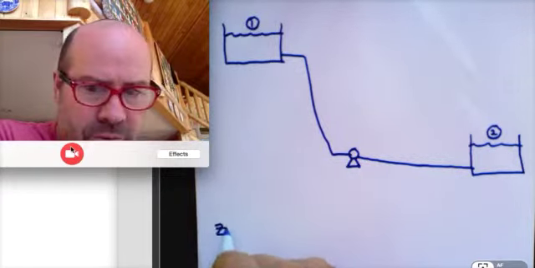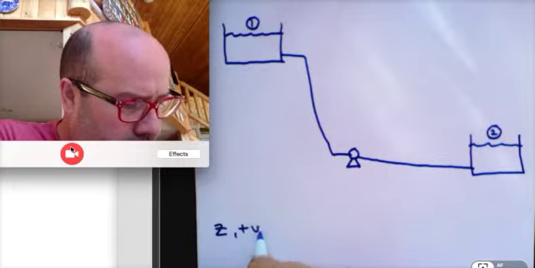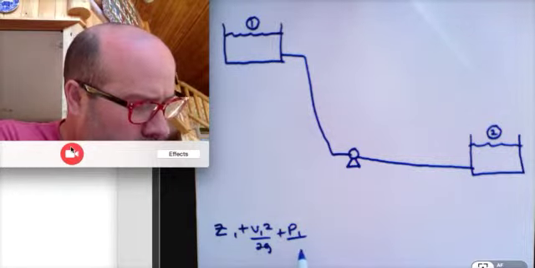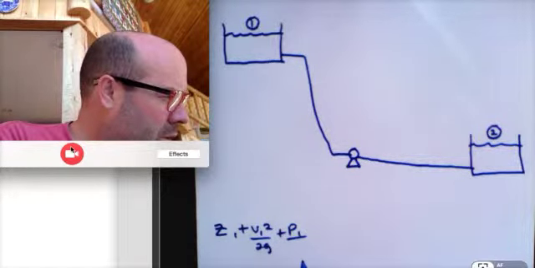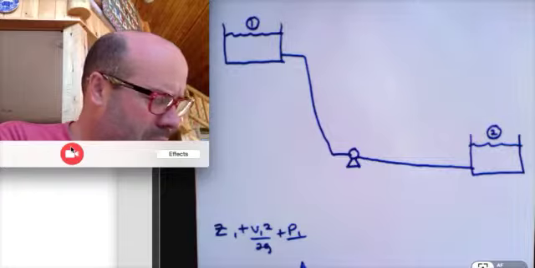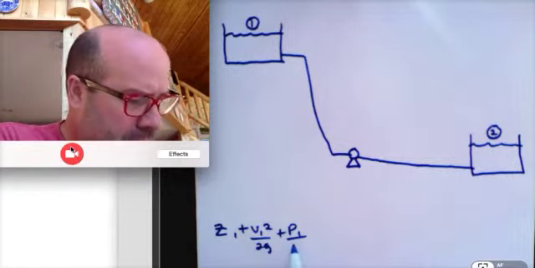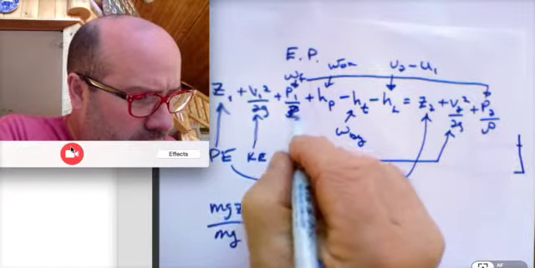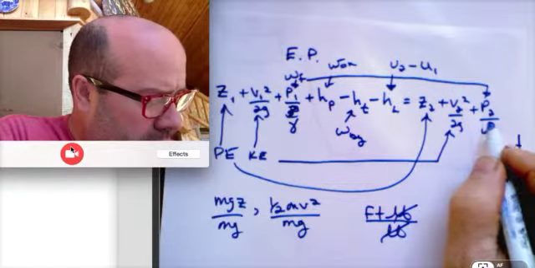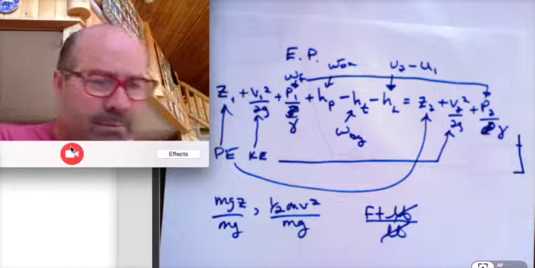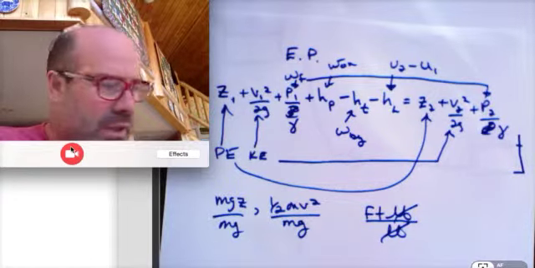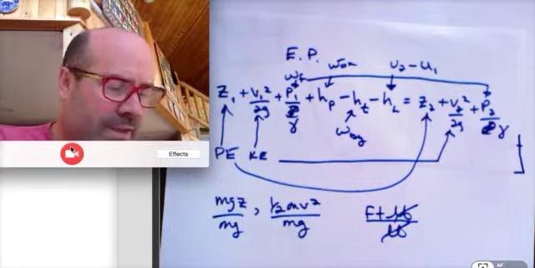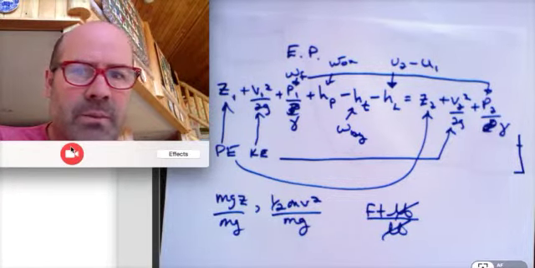So, Z1 plus V1 squared over 2g plus P1 over, I've been saying rho, but I do believe that's supposed to be gamma. P1 over gamma. My bad. We have to change that to gamma. And I suppose we need to know what gamma is. Gamma is specific weight. At the end of this video, I'll jump in and talk a little bit about gamma.